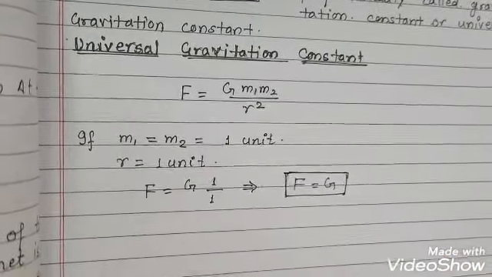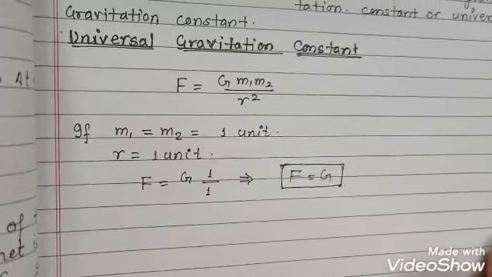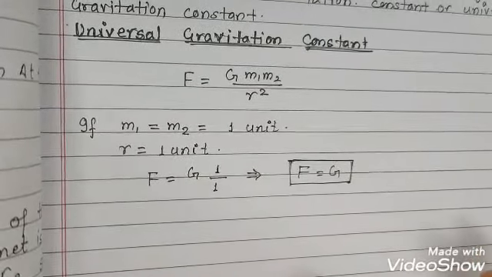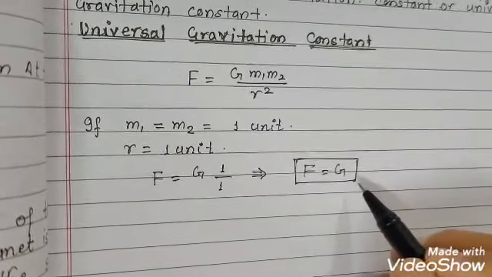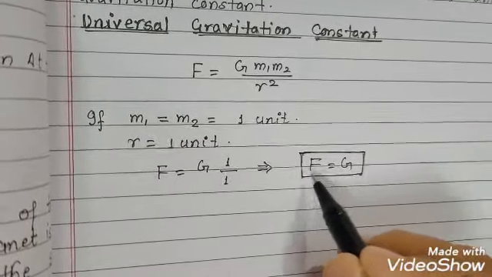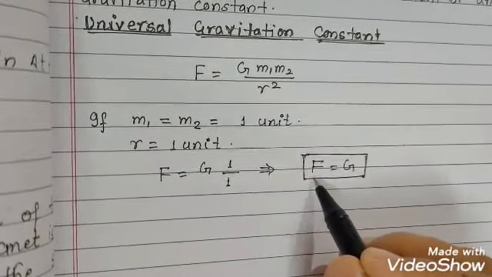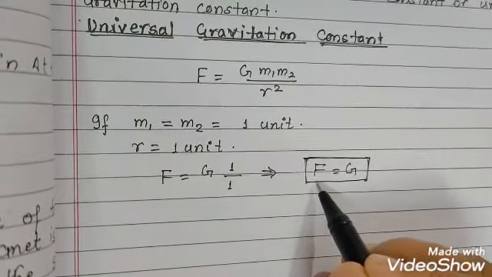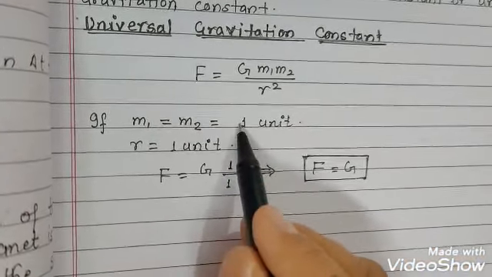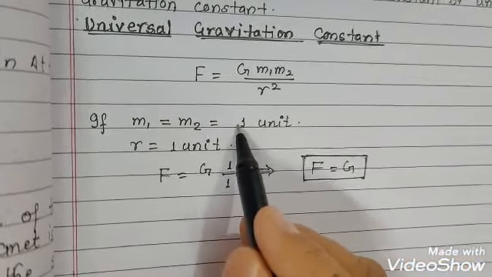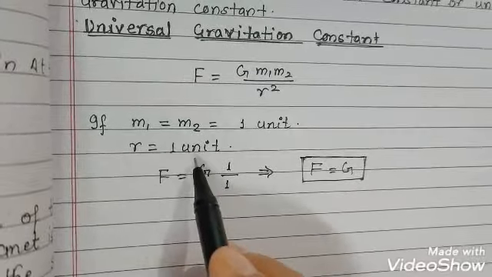So now we are in a position to define the universal gravitation constant: it is equal to the force of attraction acting between bodies, each of unit mass, whose centers are placed unit distance apart.